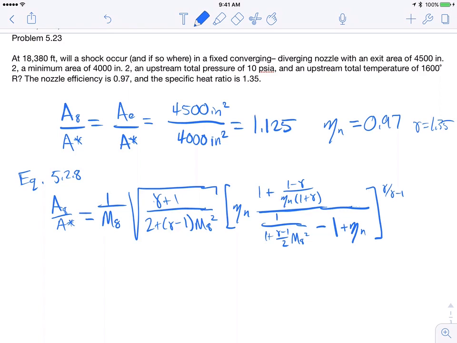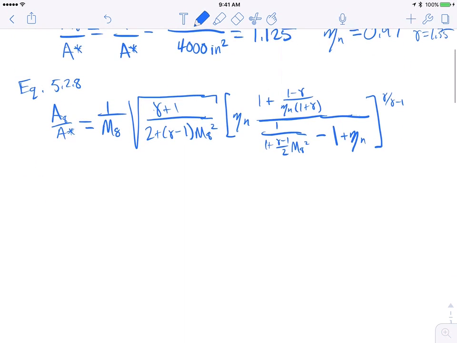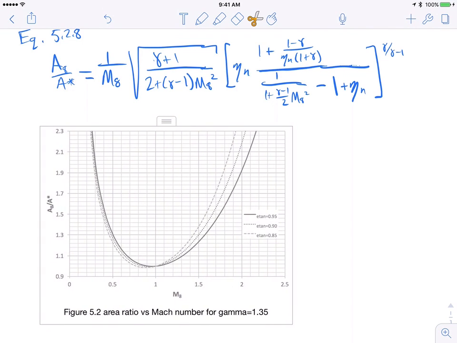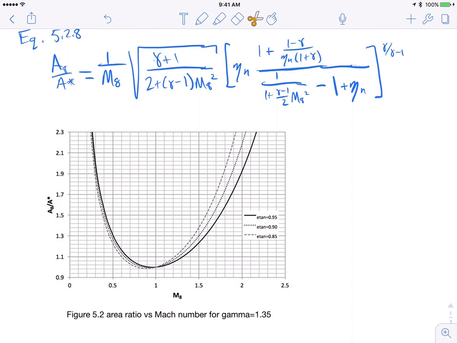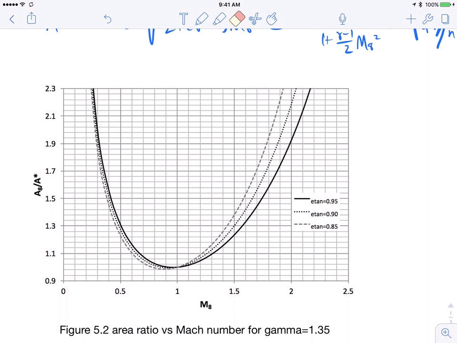Ideally, if we have our computer, we would just do a nice iterative solution here to say we know A8 over A star, and let's solve for M8, because it's pretty difficult to invert this equation. But since we can't always do that, we can also resort to these nice figures in our book, such as this curve, which is provided in figure 5.2. This is redrawn to make it a little bit easier to read.